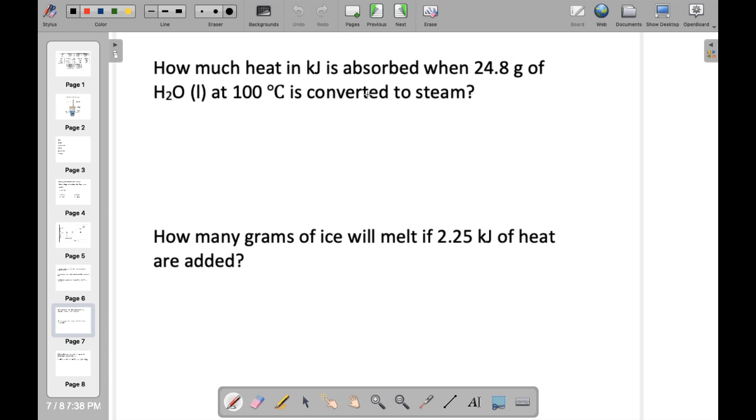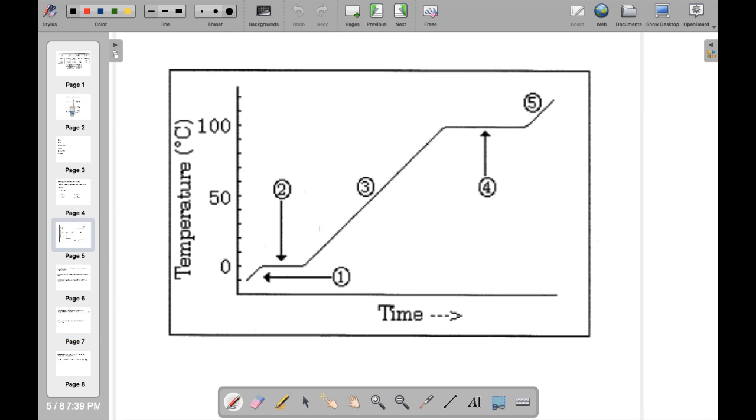How much heat in kilojoules is absorbed when 24.8 grams of H2O liquid is converted to steam? Okay, I wanted to show you this because we cannot use this equation right here. This equation only works when something is changing temperature. So if I look at the phase diagram, this only works if I'm in here or here or here. It's changing temperature. It doesn't work when it's changing phase.